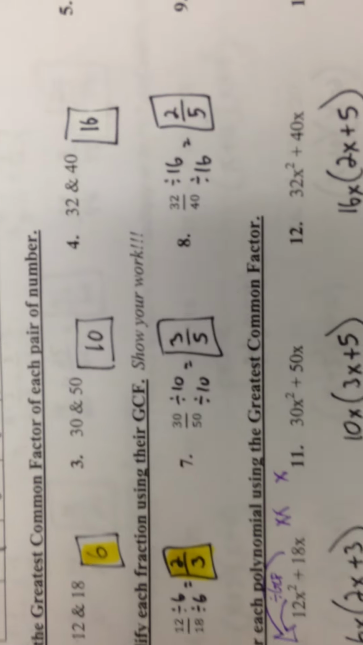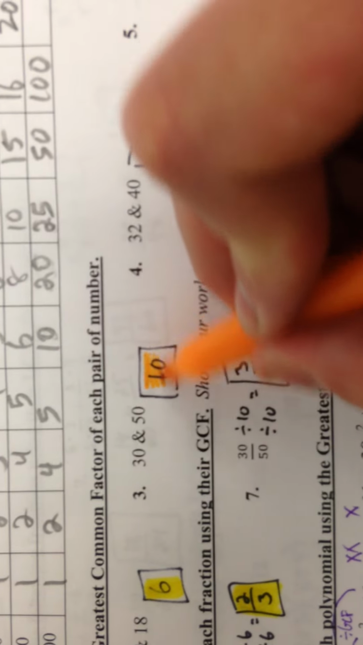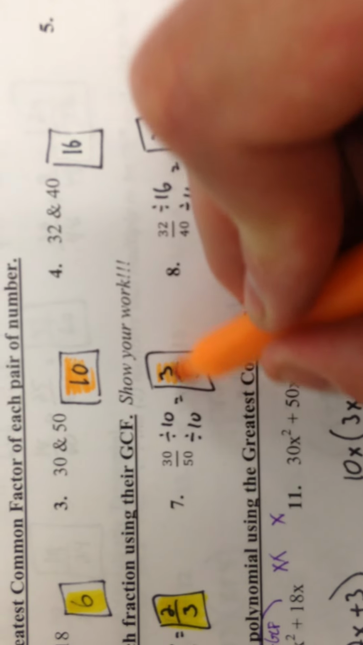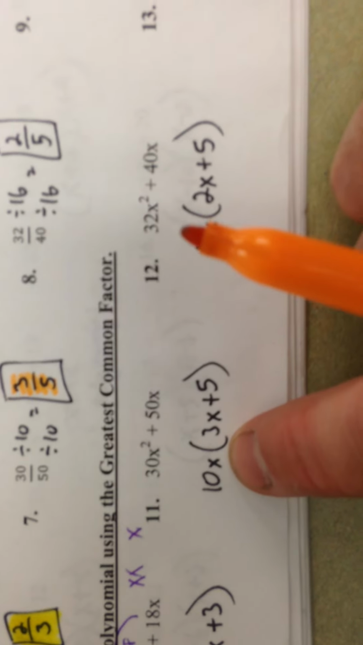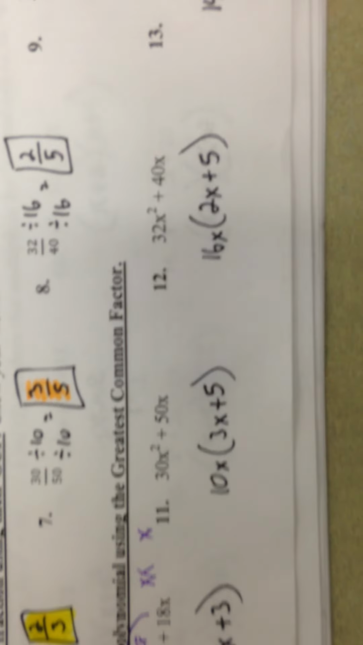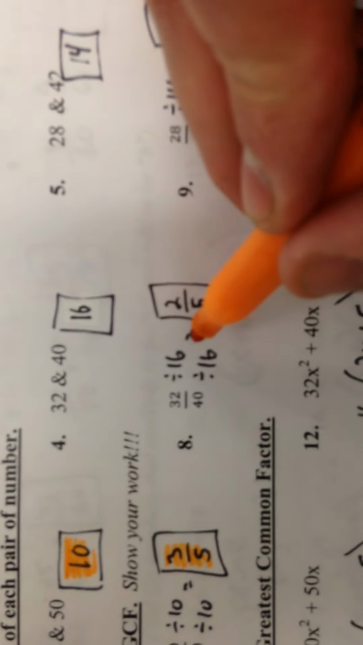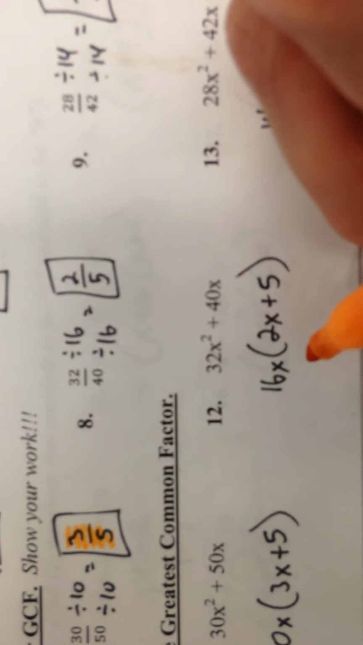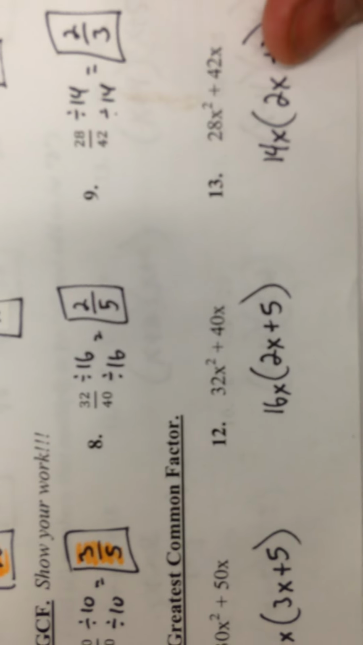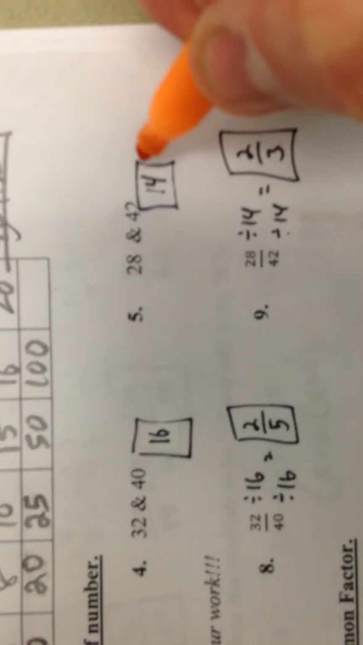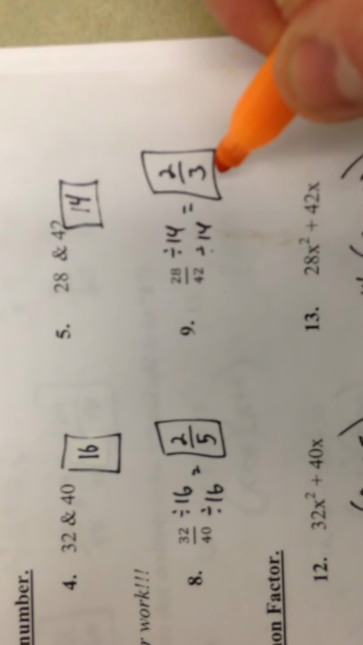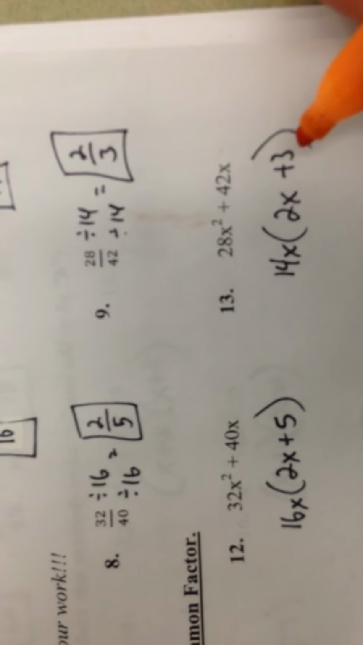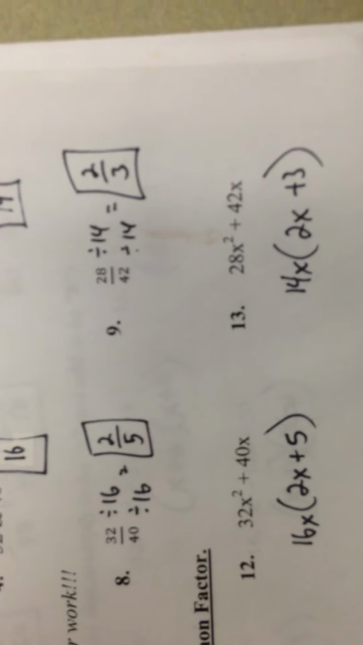Okay, to move on, there was a greatest common factor of 30 and 50, using the GCF to simplify a fraction, and then dividing out the greatest common factor to create the factored form of this polynomial. Number 4, greatest common factor of 32 and 40 is 16, simplifying to get 2/5, and then factoring 32x squared plus 40x. And finally, on the front of page 1, greatest common factor of 28 and 42 is 14, using it to simplify 28/42 into 2/3, and finally to factor out 28x squared plus 42x.